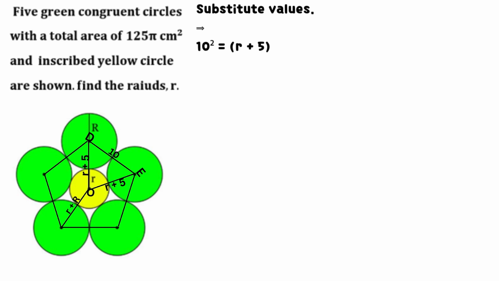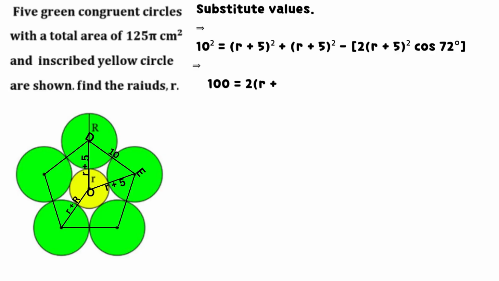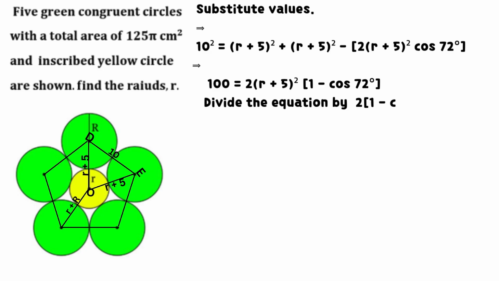Substitute values. This implies that the square of 10 equals the sum of the square of r plus 5 and the square of r plus 5, minus 2 times the product of the square of r plus 5 and cosine 72 degrees. This implies that 100 equals 2 times the product of the square of r plus 5 and 1 minus cosine 72 degrees. Divide the equation by 2 times 1 minus cosine 72 degrees.